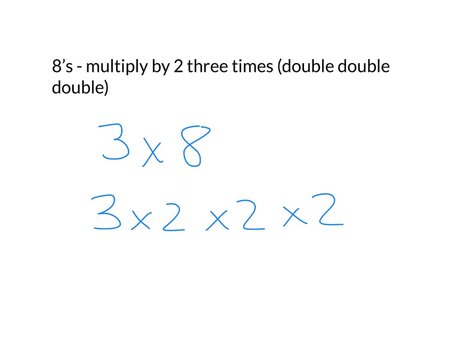While that is a few steps, multiplying by 2s is a fairly easy thing to do. Most students get that first, so it's going to be a fairly easy way to do 3 times 8, or any number times 8 if you're not sure about it.